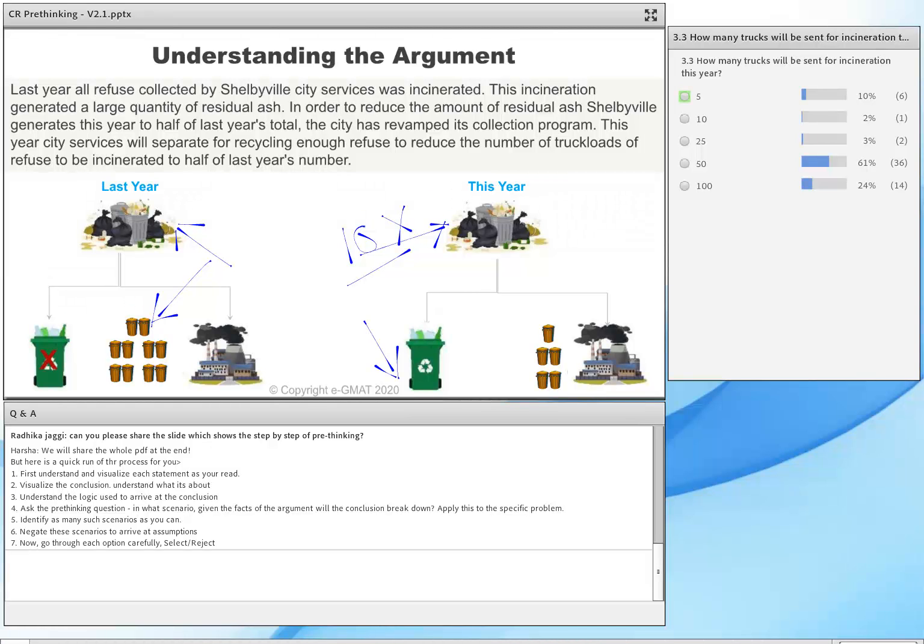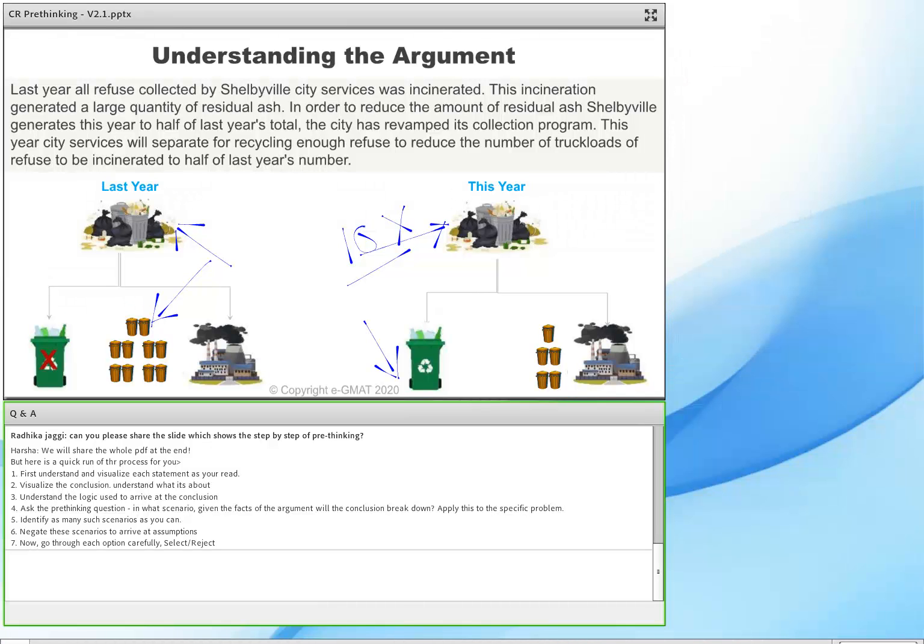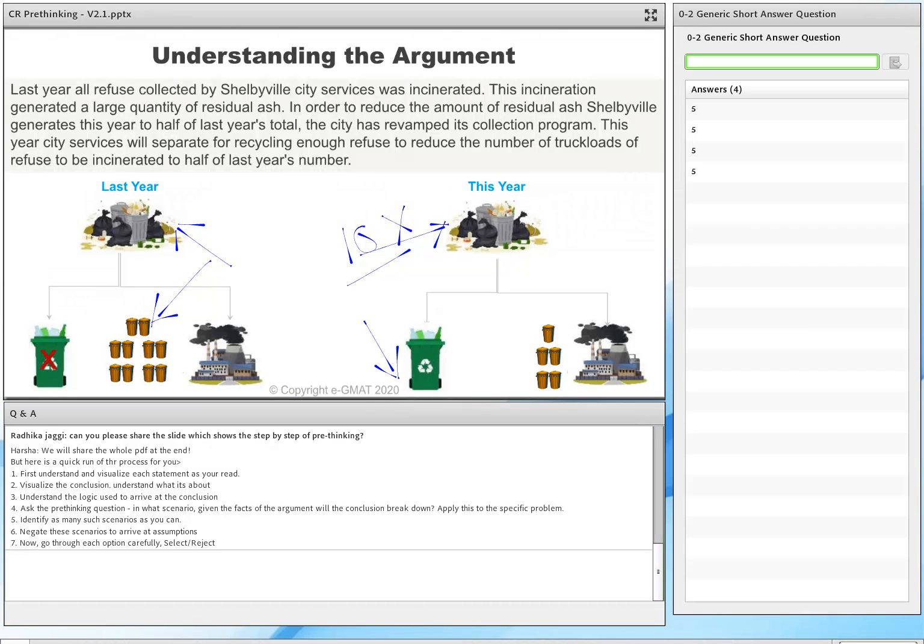And let's see why. And this is where language is beautiful. And this is where comprehension is paramount. And this is where pre-thinking helps you. Let's look at this over here. This year, city services will separate for recycling enough refuse to reduce, "to" is a purpose word, the number of truckloads to be incinerated to half of last year's number.